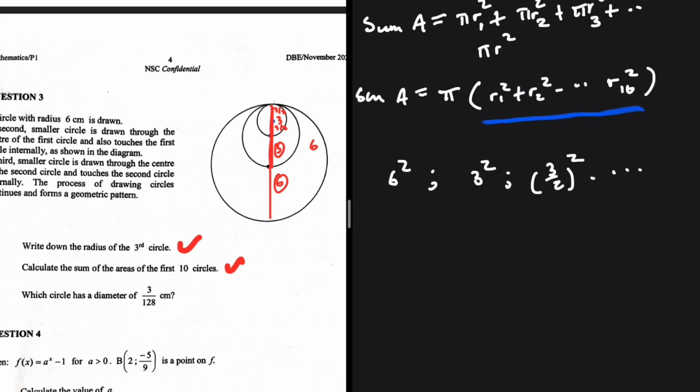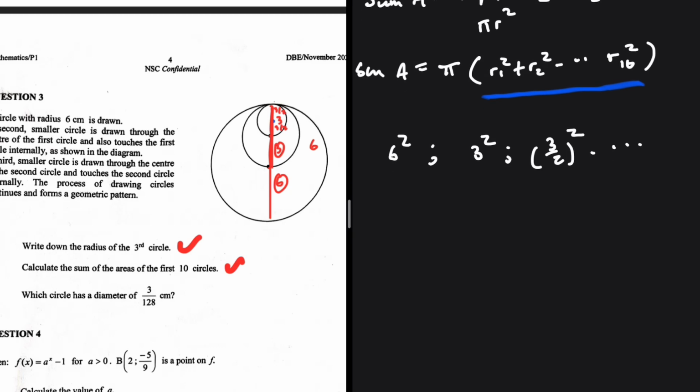Okay, so this is the sequence formed by the radiuses of these circles. The radiuses squared, because that's what we're interested in as we attempt to find the areas of these circles. So 6 squared is 36, and then 3 squared is 9, but no need to worry about that. We just need to realize that A, the first radius, is 6 squared, the first radius squared.